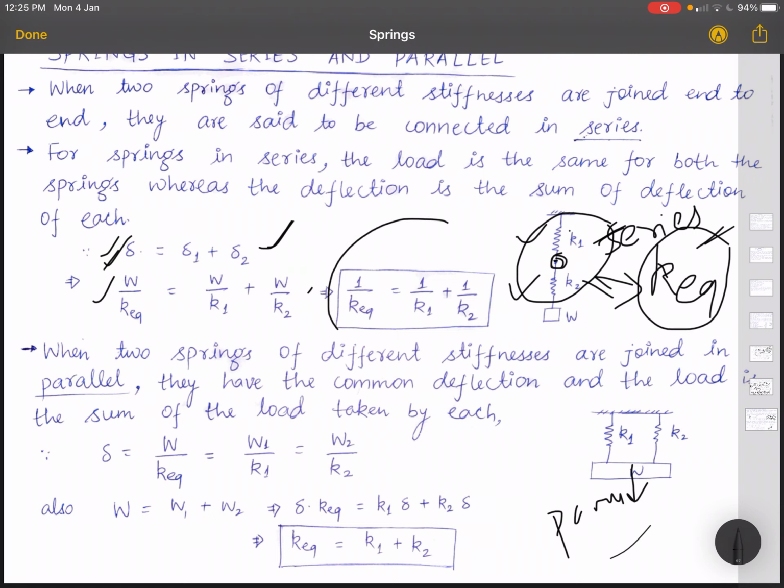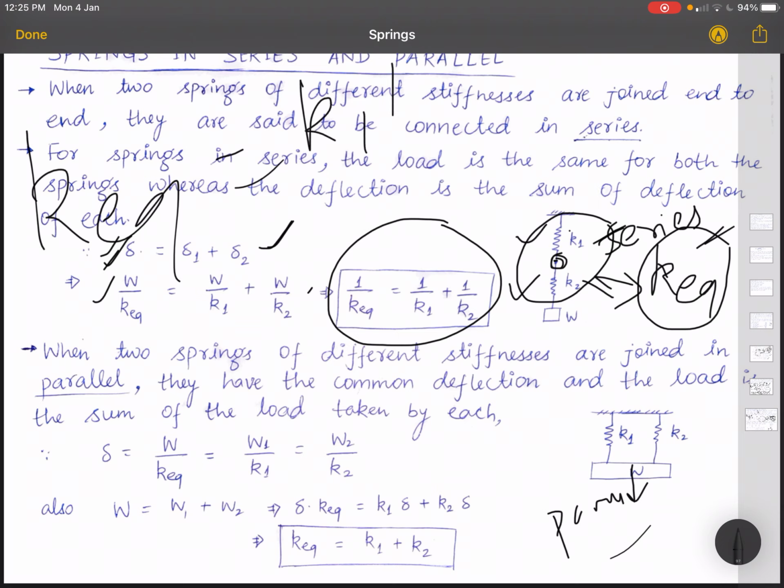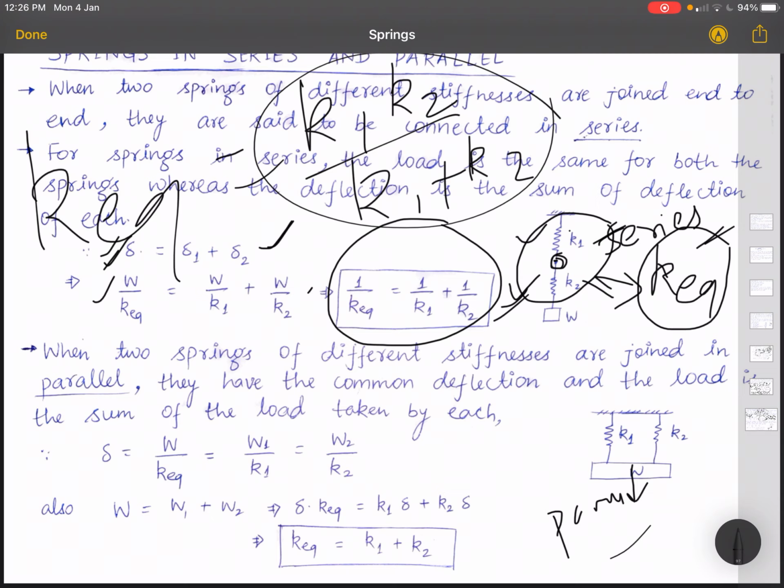So from here you can get this formula. 1 by K equivalent is equal to 1 by K1 plus 1 by K2. So K equivalent will be how much? K1 K2 upon K1 plus K2. Just simplify this equation, you will get this value. So this is the equivalent if the springs are in series and we want to replace these springs by a single spring. That spring should have the stiffness of this value.